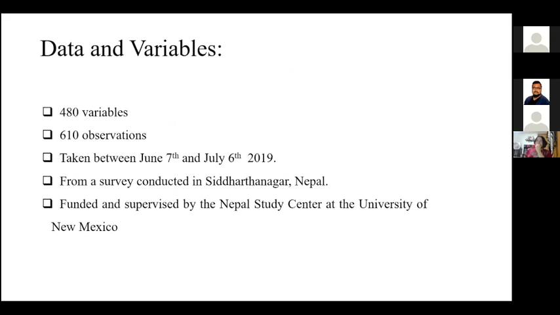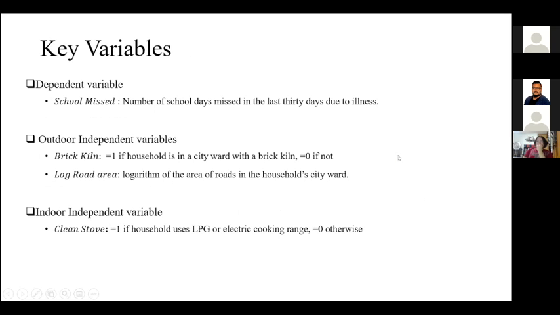Our data set is 480 variables taken across 610 observations. This was taken from a survey conducted between June 7th and July 6th of 2019, conducted in Siddharthanagar, Nepal, and it was funded and supervised by the Nepal Study Center of the University of New Mexico.